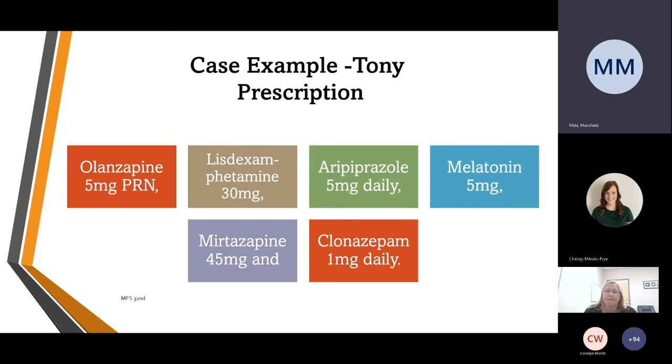So Olanzapine, as you can see, is a medication that is used mainly to tamper down the appearance of being out of reach with, out of contact with reality, as well as for mood problems. But Tony was being given it for the purposes of dampening the aggression. And the word PRN means it is given when needed.